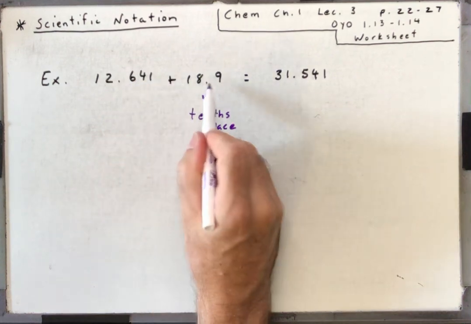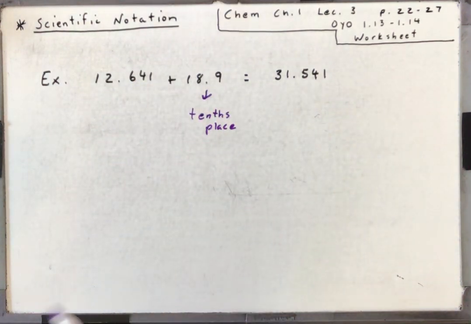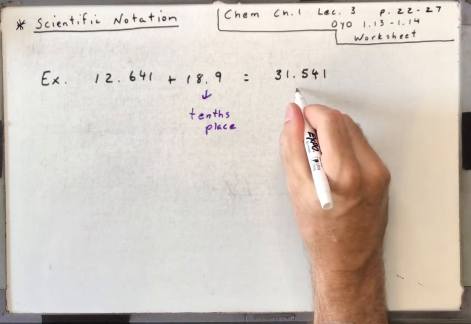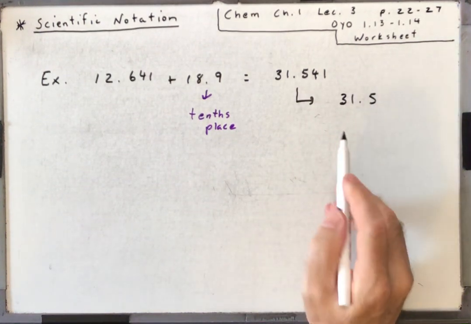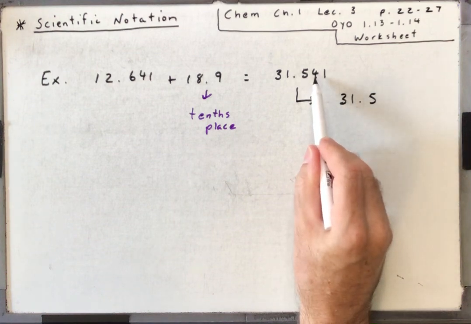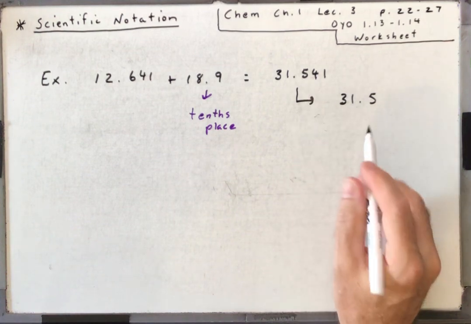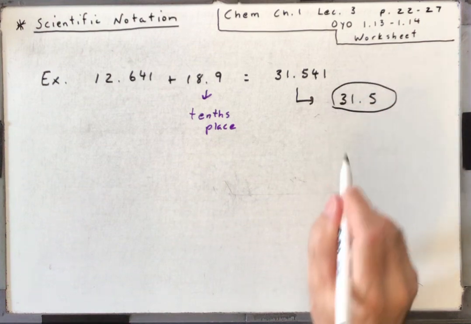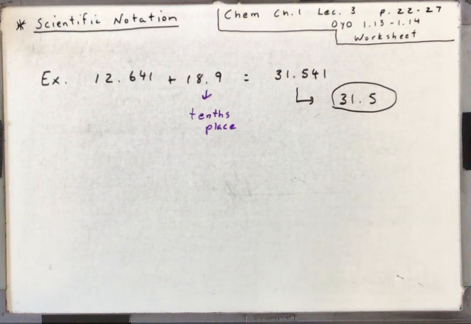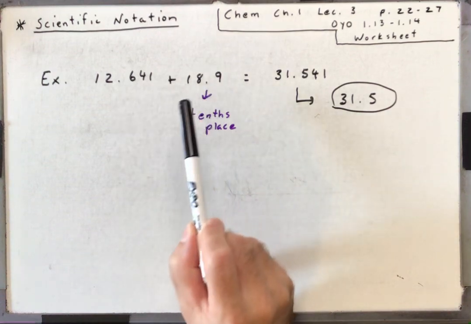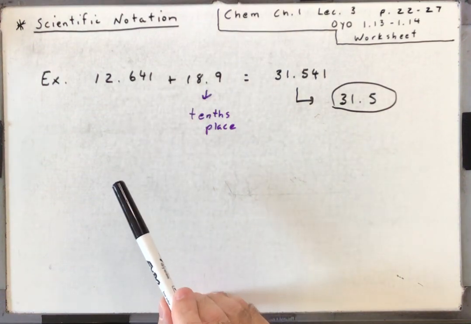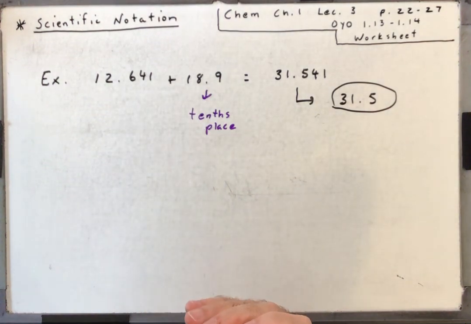So this is the thousandths place, this is the tenths place, so we have to round it to the least precise. So we would have to round this number to 31.5. Since the 4 after the 5 is less than 5, we would round down. Okay, so for adding and subtracting, round to the least precise of the measurements.